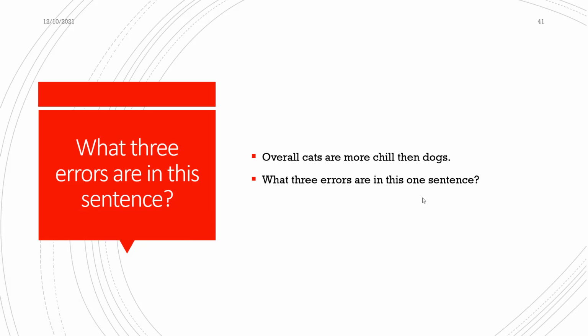Overall, cats are more chill than dogs. You have 3 errors in this sentence. So here you have number 1, you need to have a comma after overall, because overall is a transition word. Then you have the second mistake, than, okay? Than dogs, not then dogs. And the third mistake is we don't use cliches. Cats are more chill than, that's like how people talk. And when we write an academic paper, we do not want to sound like the way we talk. We don't want to write the way we talk.